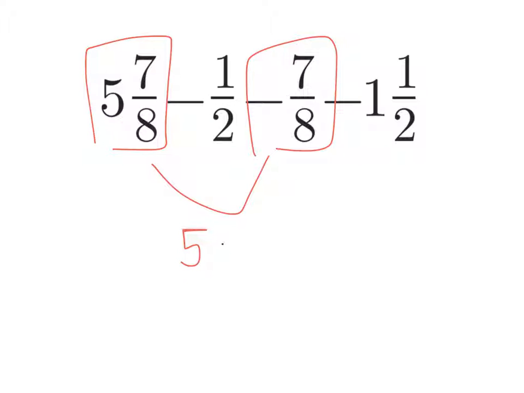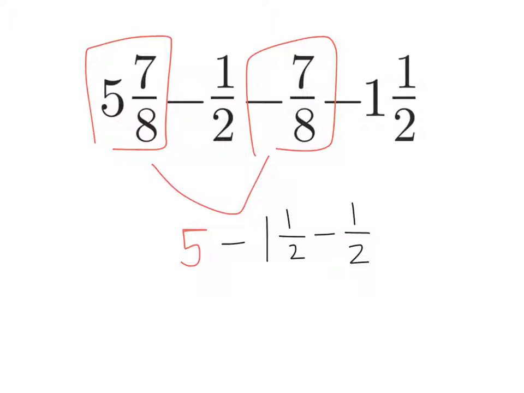So right away, those two, I can take care of it, and it becomes just 5. Then the rest of the problem, I have minus 1 and 1/2 minus 1/2. I can change the order around except for the first one. Now, if I'm going to take 1 1/2 away from someone, and then I'm going to take another half, how much am I taking away from that person altogether?